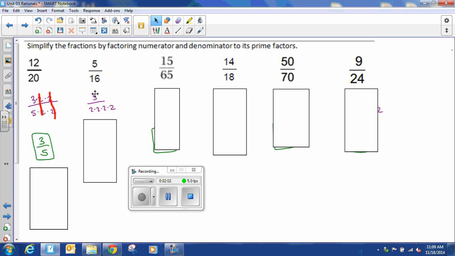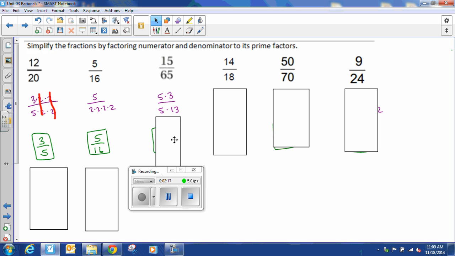The second one, 5 is already prime, and 16 can be factored down to 2 times 2 times 2. As you can see, nothing can be canceled out, so we'll put it back together as 5 over 16. That is in simplified form. 15 can be broken down to 5 times 3, 65 to 5 times 13. The 5's cancel out, we're left with 3 over 13.